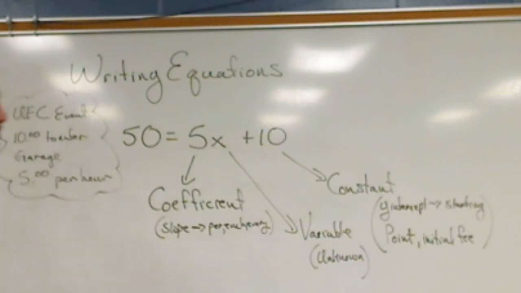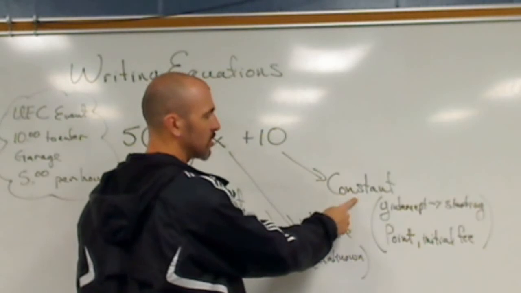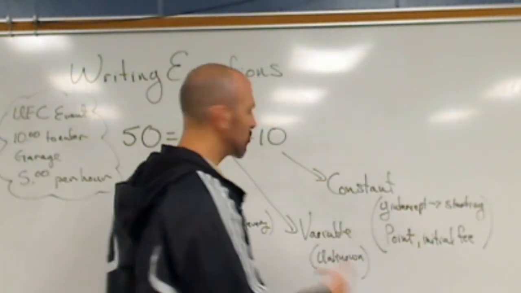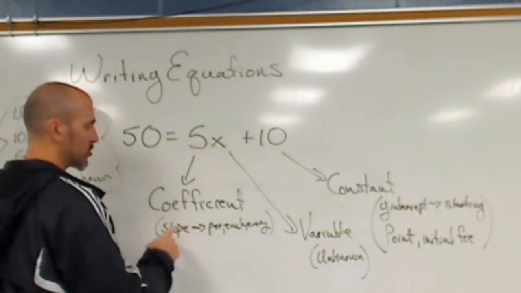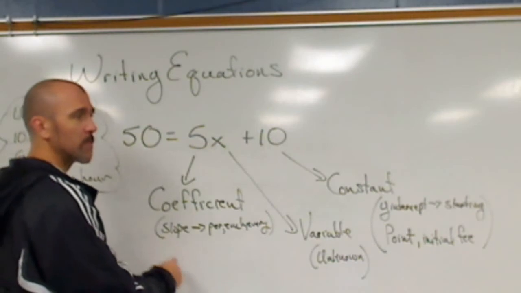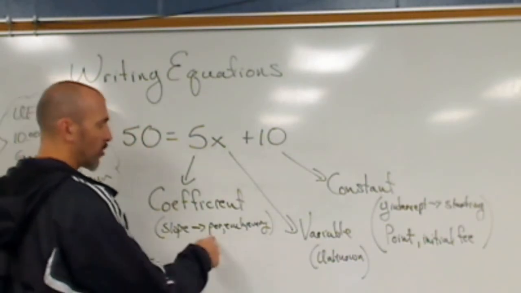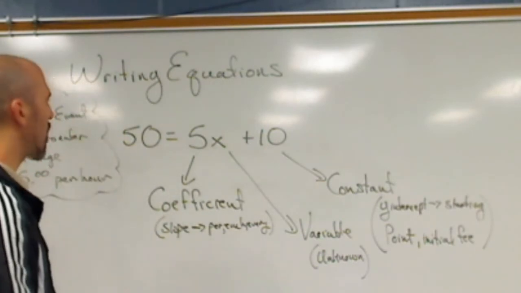So just one more time. The number that's out here by itself, this is your starting point. That's going to be called the constant. Later on, we'll end up calling that the y-intercept also. That's your initial fee. That's your startup point. The number that goes next to x, we call that the coefficient. That's your slope. We have keywords to help you identify what the coefficient is, and that's per, each, or every. Like in this case, again, we said $5 per hour.